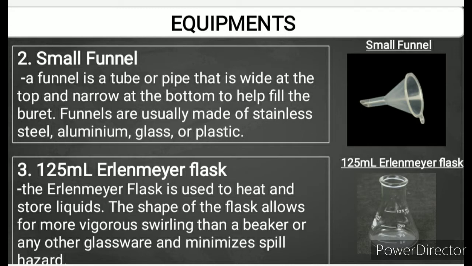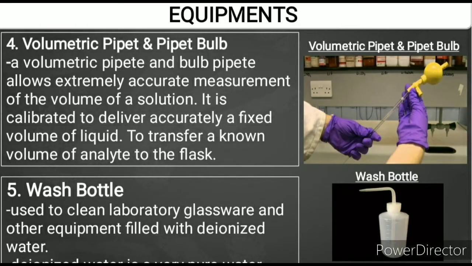Third equipment, 125 milliliter Erlenmeyer flask. The Erlenmeyer flask is used to heat and store liquids. The shape of the flask allows for more vigorous swirling than a beaker or any other glassware and minimizes spill hazard. Fourth equipment, volumetric pipette and pipette bulb.